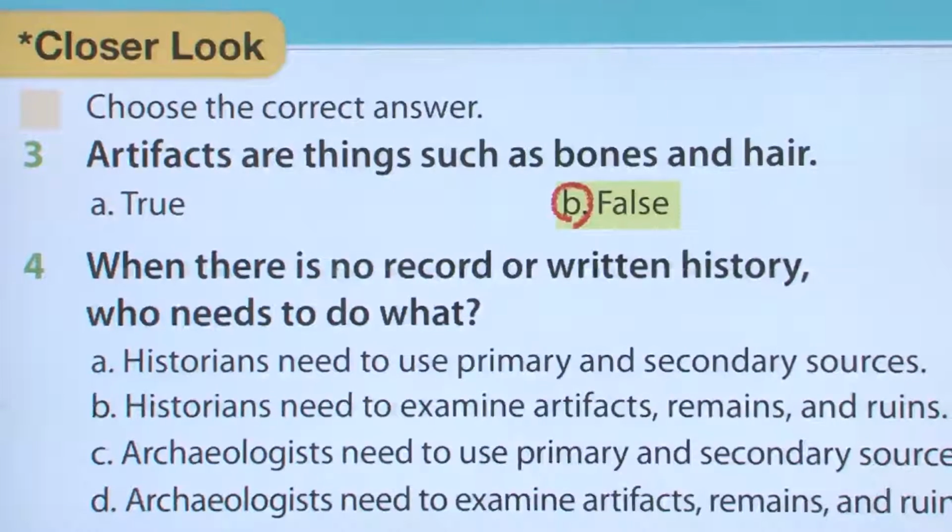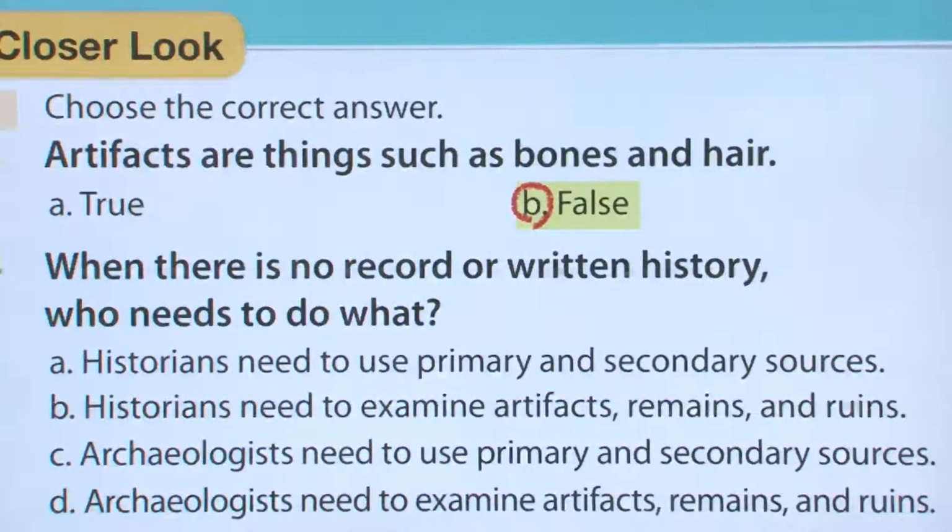Moving on to question 4. When there is no record or written history, who needs to do what? Here, you need to look for two things. The type of person, and what they do. All right? So is the answer A, historians need to use primary and secondary sources? B, historians need to examine artifacts, remains, and ruins? C, archaeologists need to use primary and secondary sources? Or is it D, archaeologists need to examine artifacts, remains, and ruins?